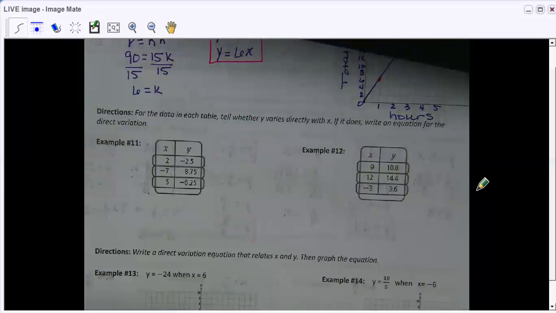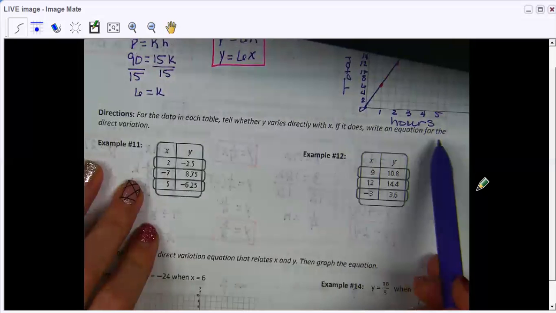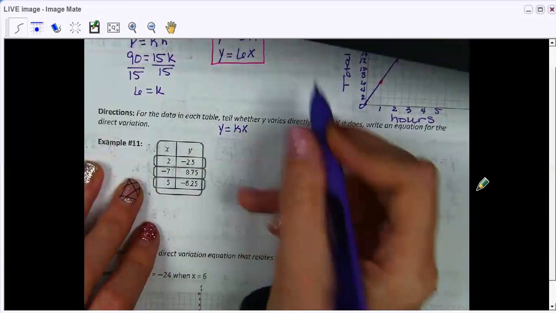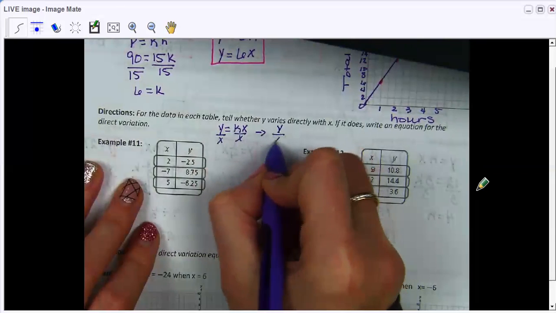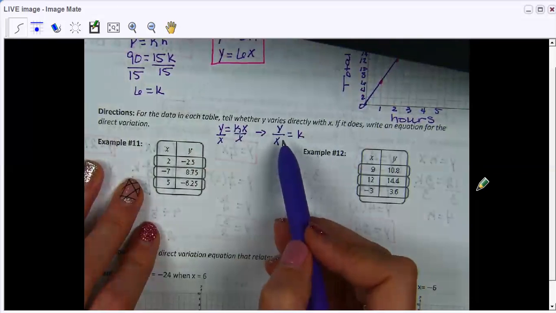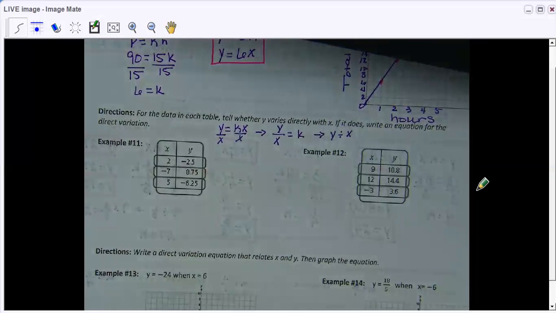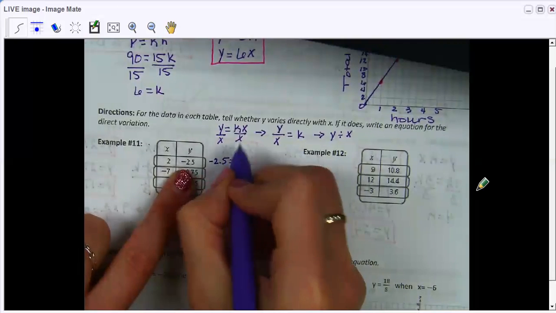Okay, let's go down to this next section. This one's pretty easy if you can remember the simple step that you have to do. It says, for the data in each table, tell whether Y varies directly with X. If it does, write an equation for the direct variation. So if Y equals KX, then we can figure out the constant by dividing both sides by X, which gives us Y over X equals K. All you have to do is divide Y by X. So all this is Y divided by X. And if every single time your answer is the same, then it does represent a direct variation. So for example, we could have y, which is negative 2.5, divided by 2, and see what you get.